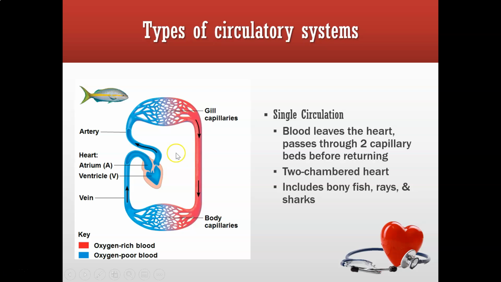And so you'll take a look at their heart. Okay, they've got an atria, which is the upper chamber, and a ventricle, which is the bottom. And they will take that deoxygenated blood, which they're showing here in blue, and move it through those arteries to their gills.